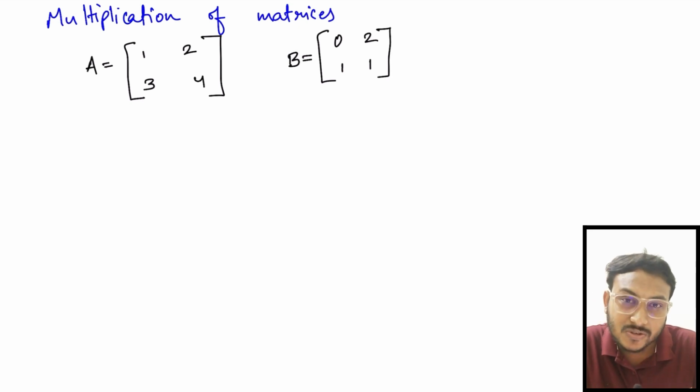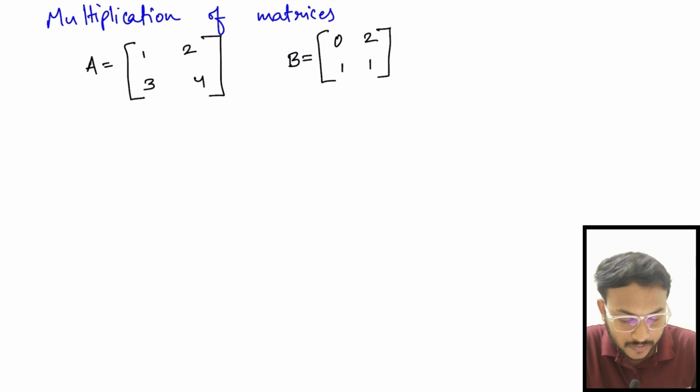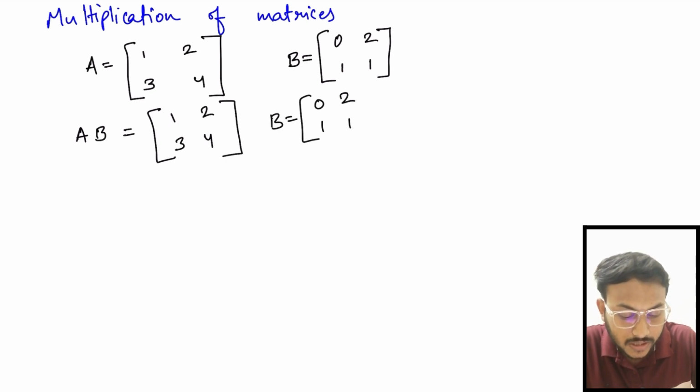So these are the two matrices given to you. Now we have to multiply matrix A and matrix B. How will we multiply them? We need to find A multiplied by B, that is A into B. So matrix A is 1 2 3 4, and matrix B is 0 2 1 1.